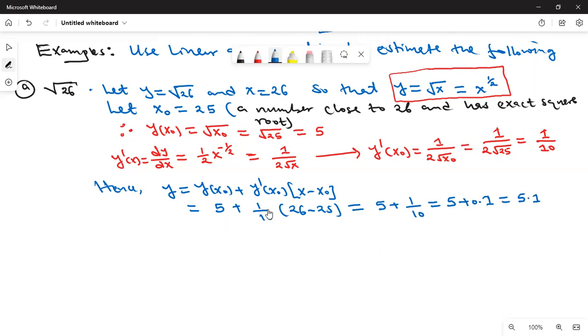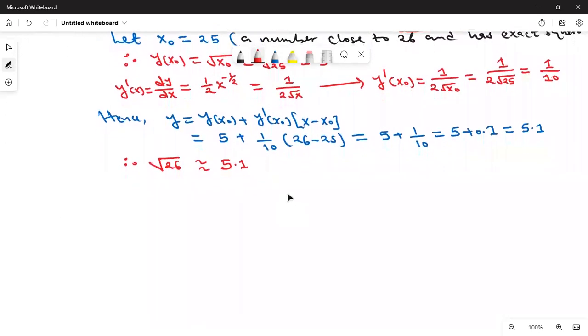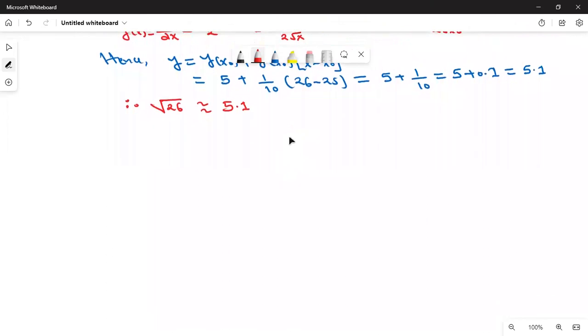So it simply means that, therefore, the square root of 26 is approximately equal to 5.1, if you use linear approximation. You see, it is very simple. No need of a calculator, but we are simply applying the techniques of differentiation to be able to approximate values of some functions.